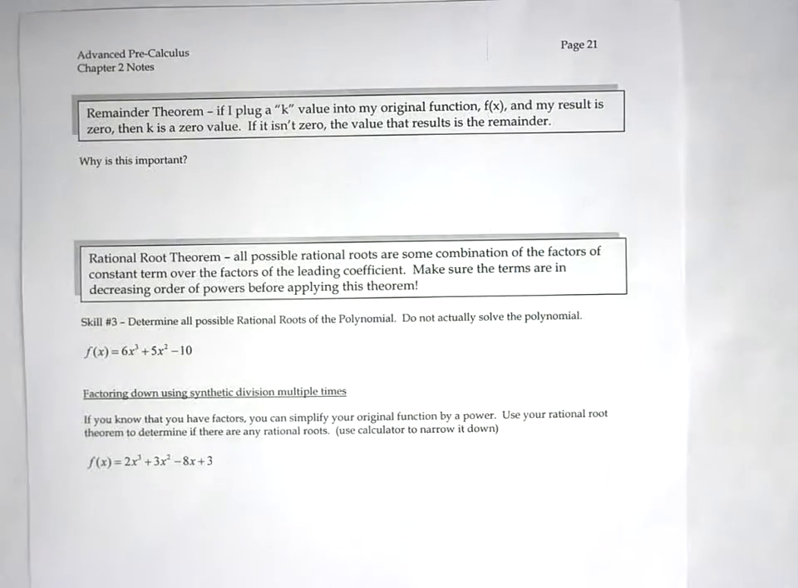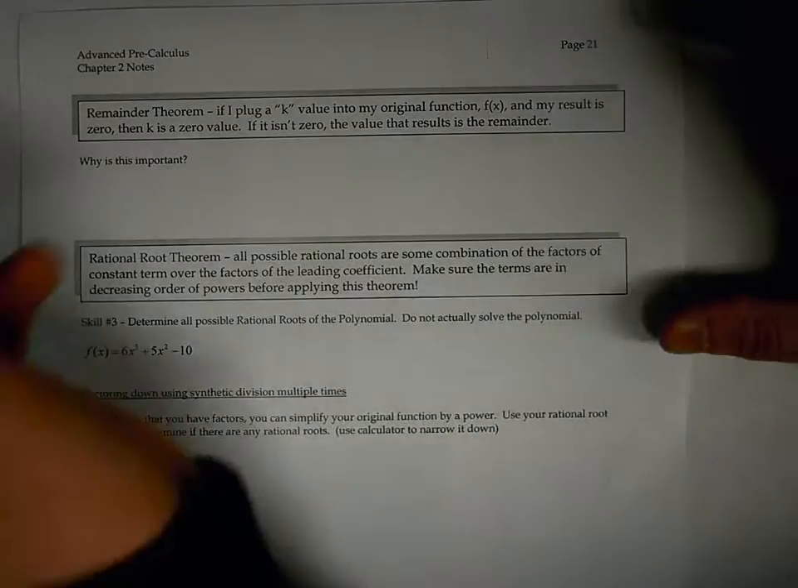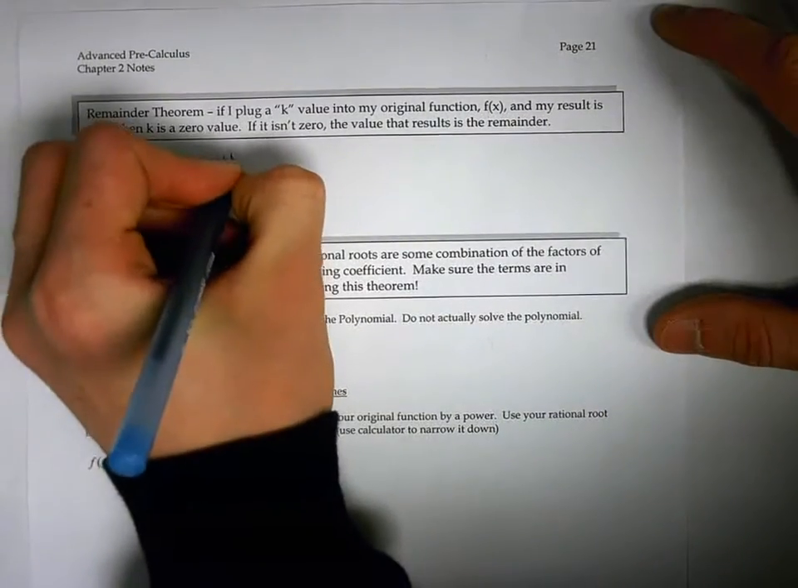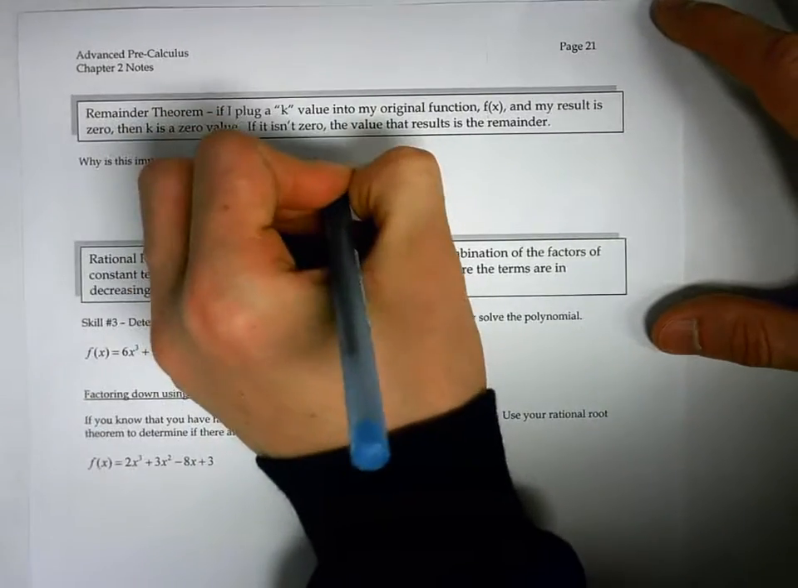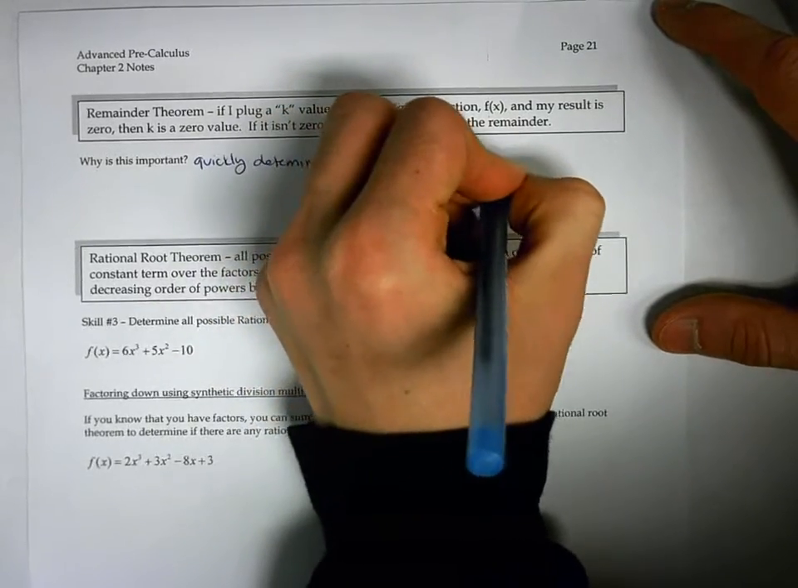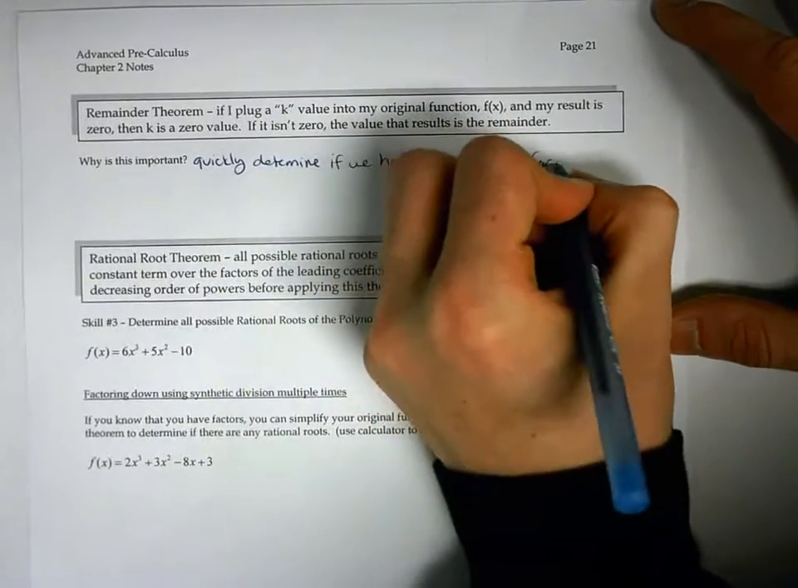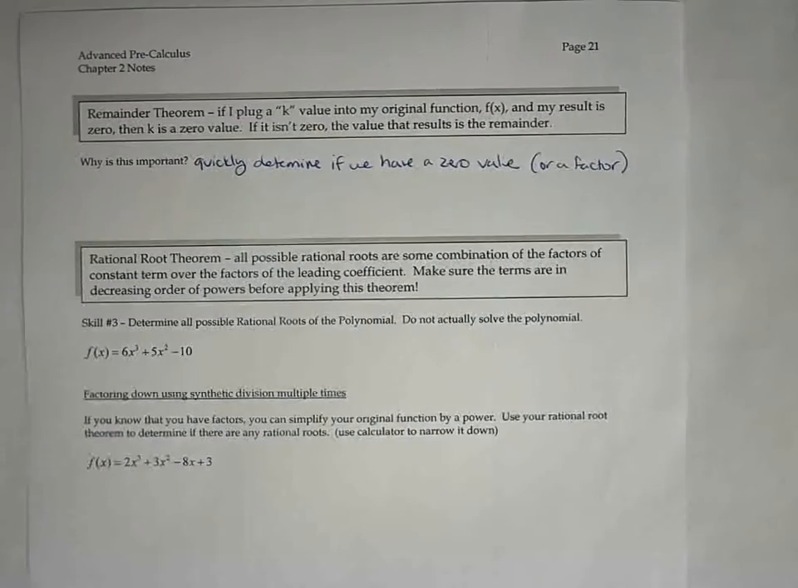That is the result of what we've just seen with synthetic division. Just a quick way in order to see, do I have a remainder, do I not have a remainder? And why is this important? This is important because we can quickly determine if we have a 0 value or a factor. You might say, well, synthetic division, that goes pretty quickly. Why do I need to know this other theorem?